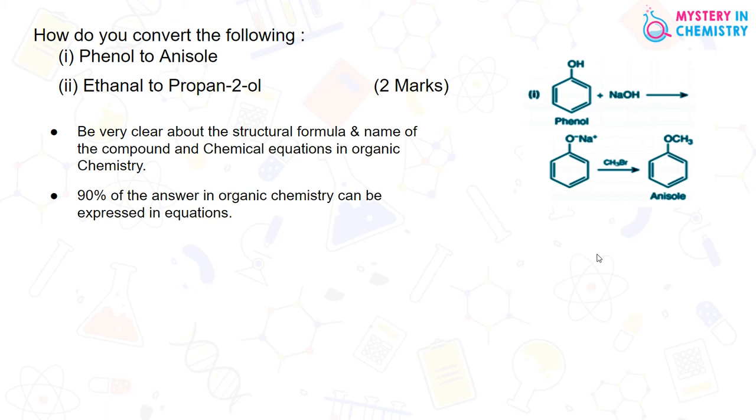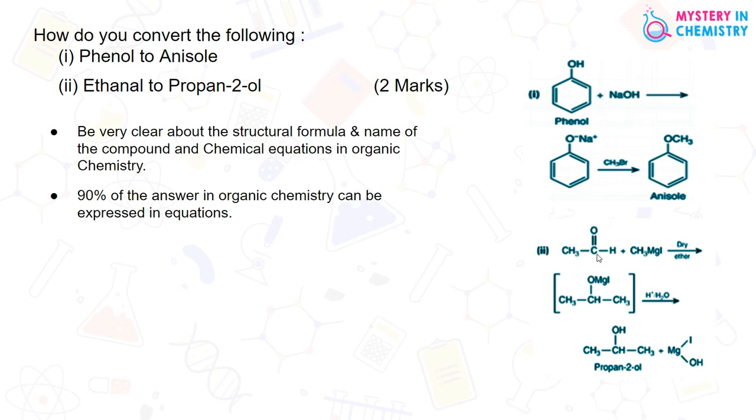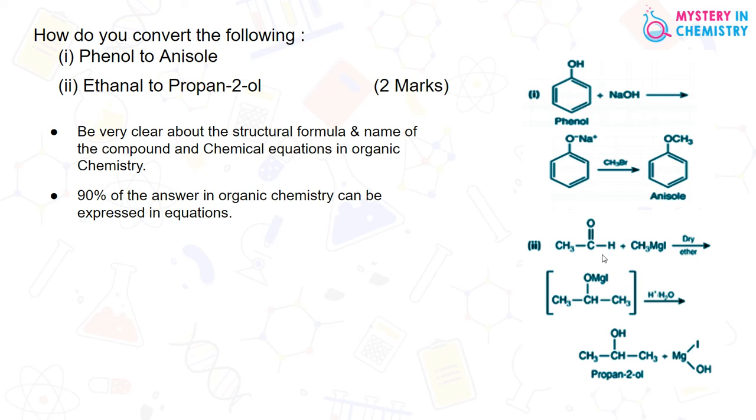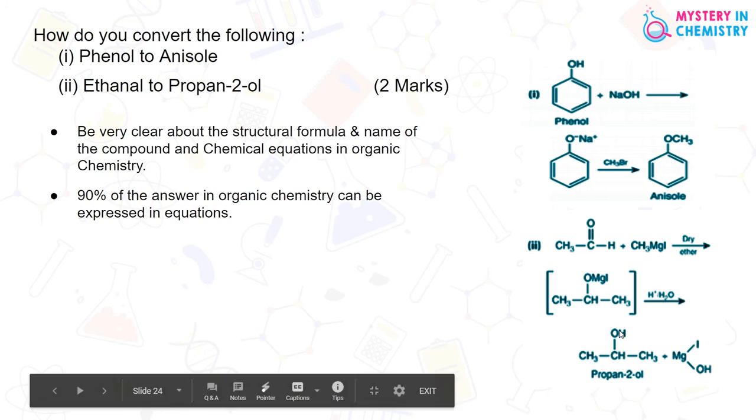Similarly, write the second question's answer. Ethanal. It is ethanal, not ethanol. So be clear about the formula. It is an aldehyde. When reacting with methyl magnesium iodide in presence of dry ether, it forms an intermediate compound, which is further converted to the final compound propan-2-ol by acid hydrolysis.